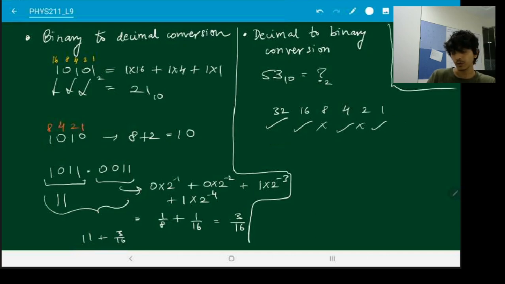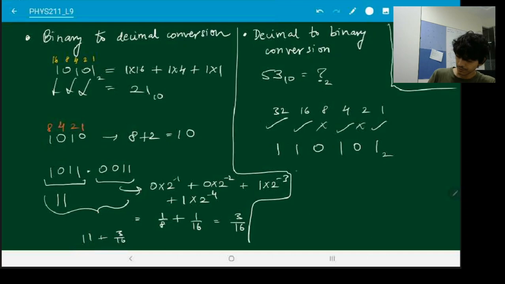Basically, I'm trying to find out which of these numbers add up to give me 53. So 32 plus 16 plus 4 plus 1, 20, 52, 53, correct. So these give me 53 total. So wherever I put a tick, you put a 1. Wherever there's a cross, you put a 0. So 110101. This is the binary way of writing 53.